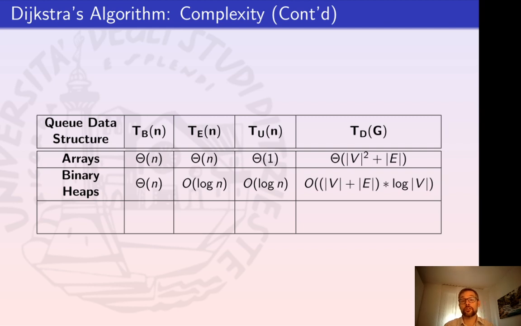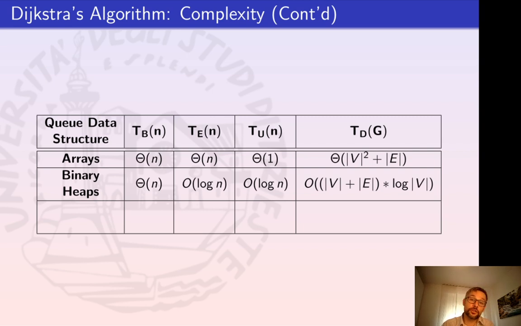So the overall cost of performing the Dijkstra algorithm by using binary heaps as the data structure to represent the priority queue is big O of the sum between cardinality of V and cardinality of E, multiplied by the logarithm of cardinality of V, which, if you are dealing with a sparse graph, is much better than the previous solution, of course.